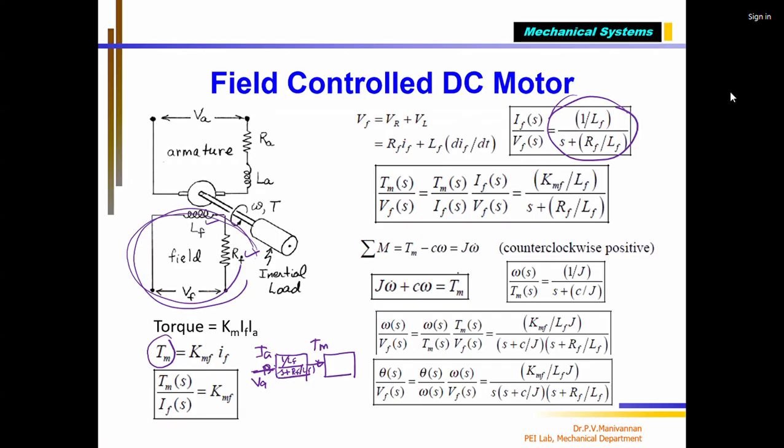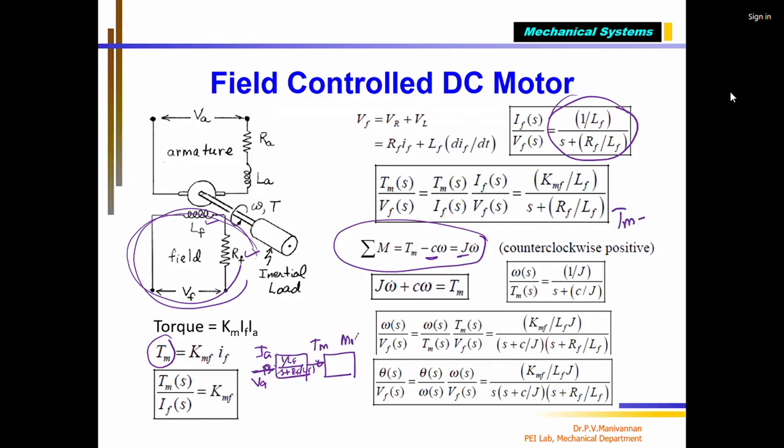So the mechanical part equation can be written like this. Okay. Summation of the moments equals Tm minus C omega equals J omega dash, where J is called the moment of inertia of the armature, which is the rotating part. C is the friction, bearing and other frictions. So I can say that Tm is the input torque for the mechanical system.